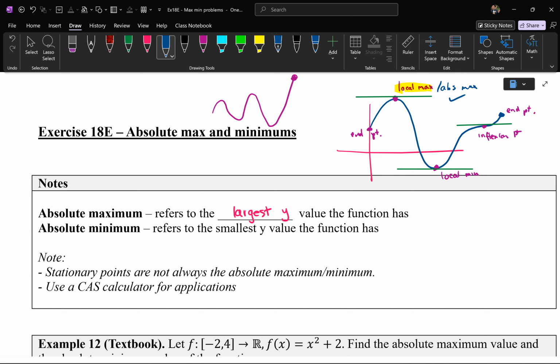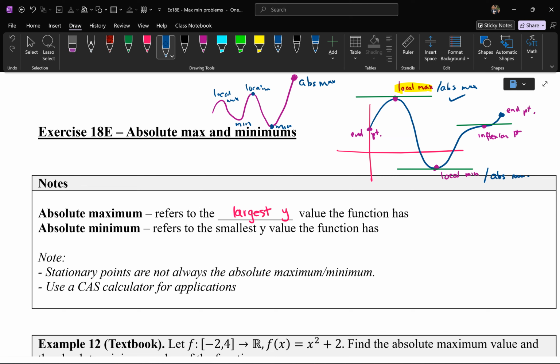However, I should have done it differently. But this local minimum also happens to be the absolute minimum. I should have drawn a different graph where some students, like this one, that's a local minimum and absolute minimum, but that's not a local maximum. So this one here is an absolute max. This is a local max. This is a local max. And this is local min, local min.